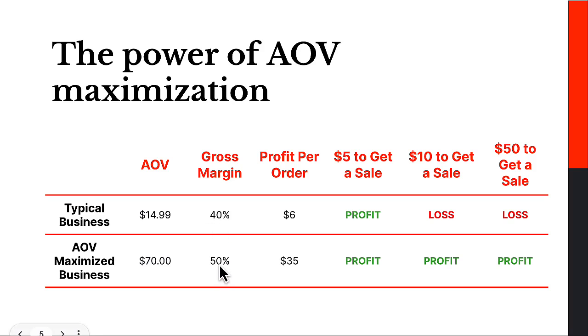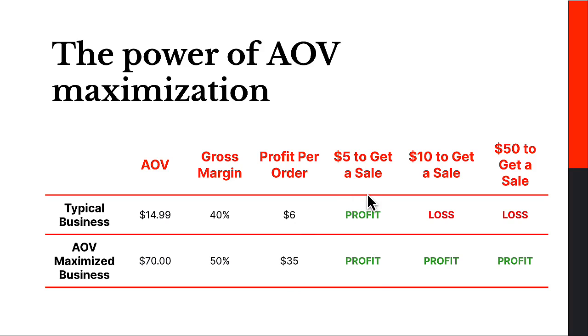Ours may be a little bit higher, not because we have the world's greatest margins, but because when you sell more stuff to people up front, things like shipping costs are less of a proportional effect on your gross profit. So for us, it's probably a little bit higher. If you multiply the 40% gross margin times the $15, their gross profit per order is maybe $6. Ours is $35.